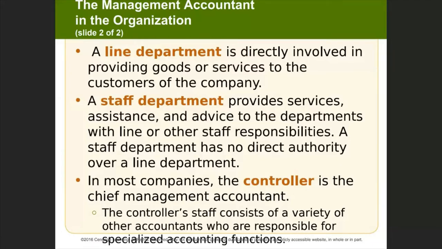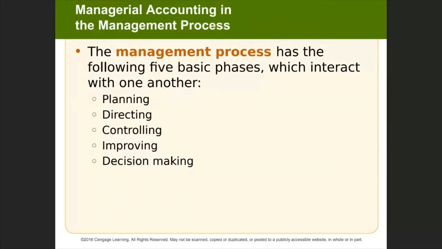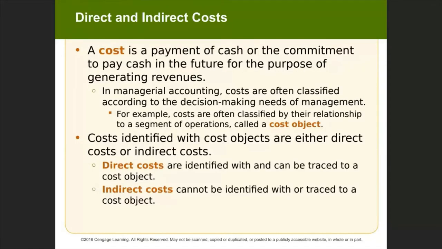In most companies, the controller is the chief management accountant. The controller's staff consists of a variety of other accountants who are responsible for specialized accounting functions. The management process has the following five basic phases which interact with one another. You have the planning phase, directing phase, controlling phase, improving phase, and decision-making phase.